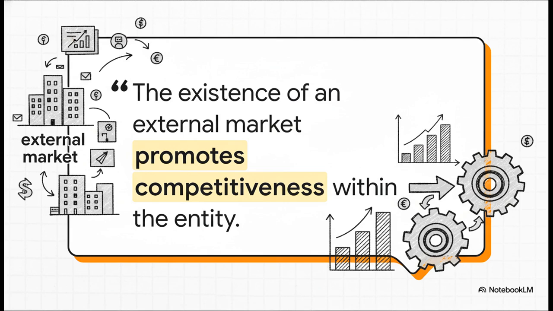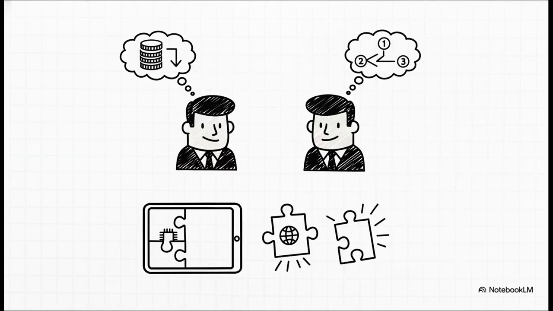Now, I want you to really lock in on this idea because it's the core insight here. This whole process, it's not just about finding a number. When you use a market price, what you're really doing is injecting a dose of real-world competition right into the heart of your own company. It basically forces your internal divisions, like Chip Fab, to be just as lean and efficient as any outside supplier. And this is where you see those behavioral consequences play out.